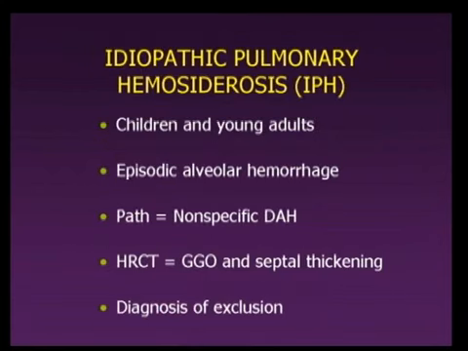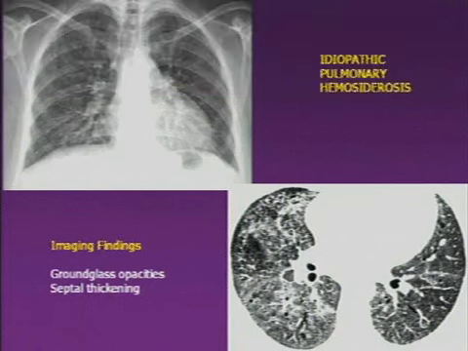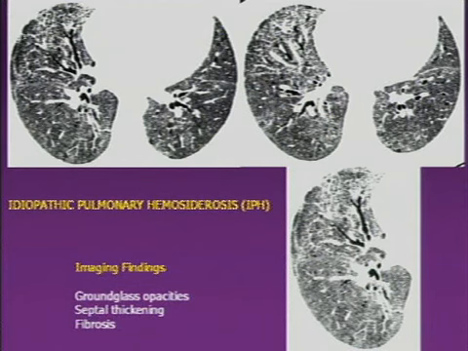IPH, idiopathic pulmonary hemosiderosis, tends to occur in children and young adults, characterized by episodic alveolar hemorrhage. The path is quite nonspecific, diffuse alveolar hemorrhage, and it is really a diagnosis of exclusion. We see on imaging ground glass densities and septal thickening. So this is a patient presenting acutely with idiopathic pulmonary hemosiderosis, ground glass, septal thickening.